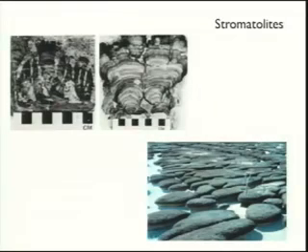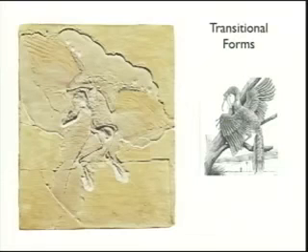You don't really find a lot of them today, but they're famously known in Shark Bay in Australia. Right? So you can actually find them in this hypersaline bay in Australia. These are living stromatolites. But our earliest stromatolites go back billions of years. Okay? Another important point about the fossil record is that it does preserve some transitional forms.